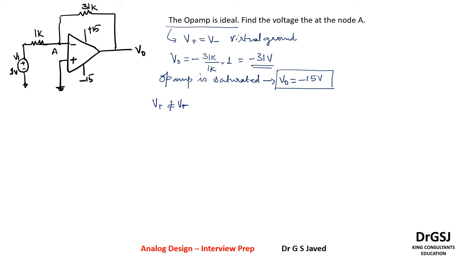So now we have found out that in this case V plus is not equal to V minus. So that is the uniqueness of this problem. So there is going to be a difference in the voltage. Now let us find out what is the voltage VA. For that, let us apply KCL at node A, right?